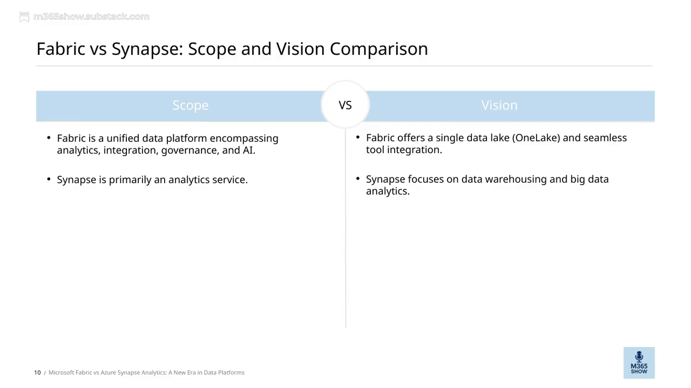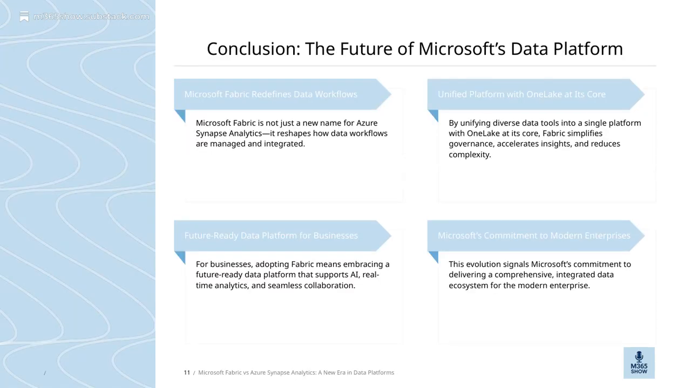When we consider the broader vision, Fabric aims to be a comprehensive, all-in-one data platform. It covers analytics, data integration, governance, and even AI capabilities, creating a unified experience. Synapse, by comparison, is more specialized, serving as a powerful analytics service designed to optimize data insights. Understanding these differences helps clarify how each platform aligns with different organizational needs and strategic goals. This comparison highlights the evolving landscape of data platforms, emphasizing the move toward integrated, all-encompassing solutions like Fabric versus specialized tools like Synapse.